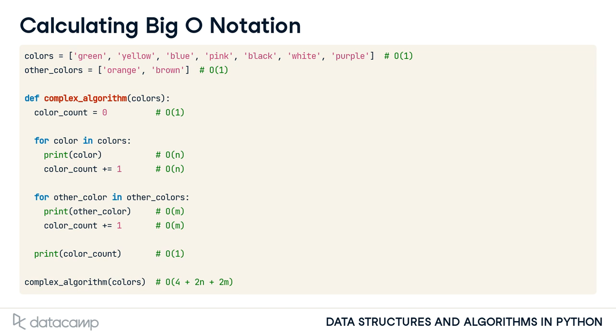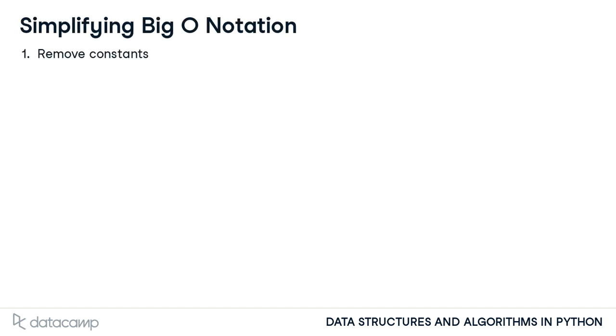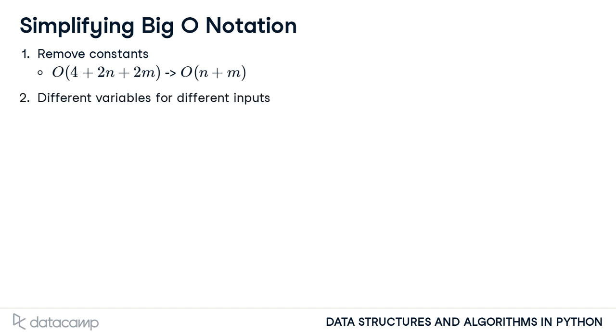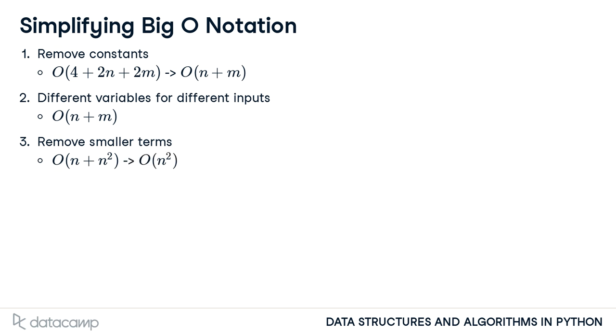We will need to simplify this expression by applying some rules. The first rule is to remove the constants, so our expression will remain like this. The second rule is to consider different variables for different inputs. That is what we already did by considering n and m. The third rule says that we need to remove the smaller terms, that is, keep the term that increases faster. For example, if we had this complexity, it will be simplified as shown. Let's practice.